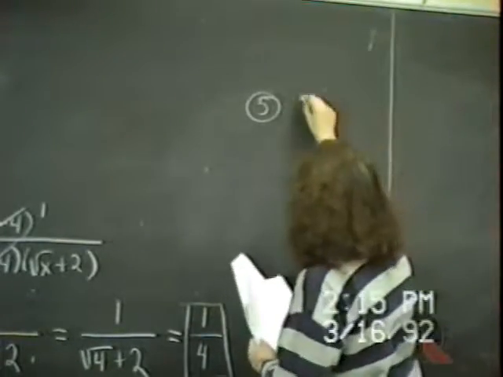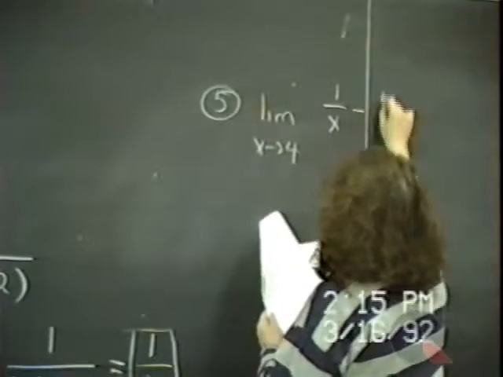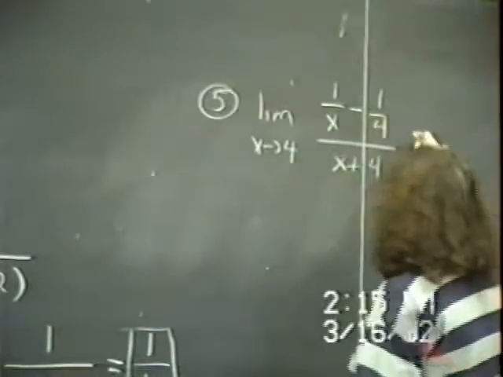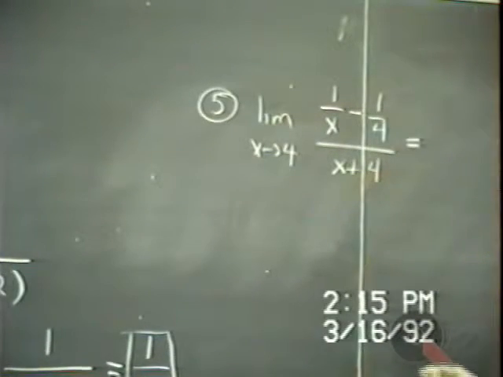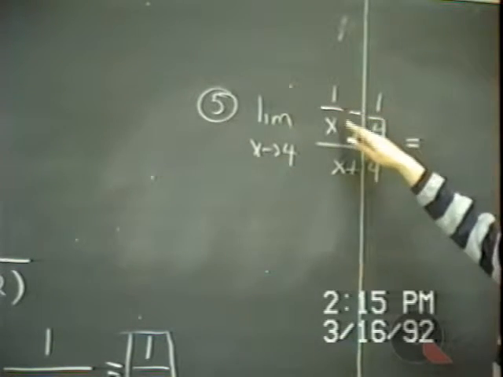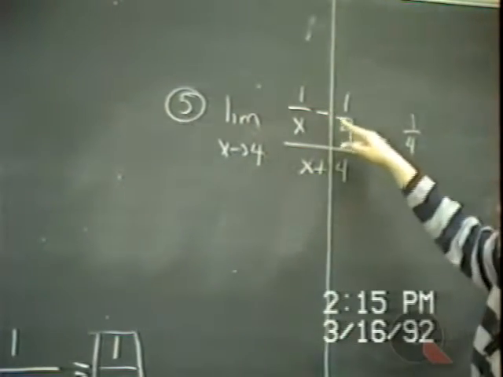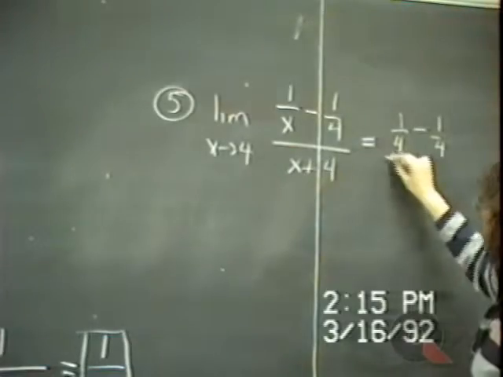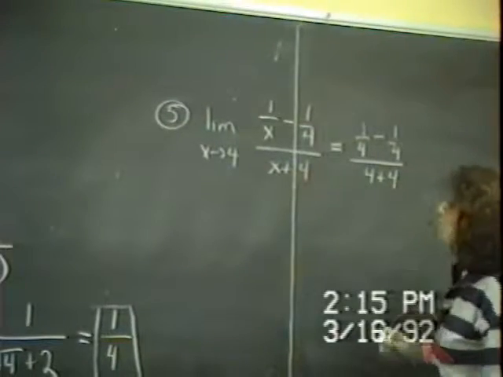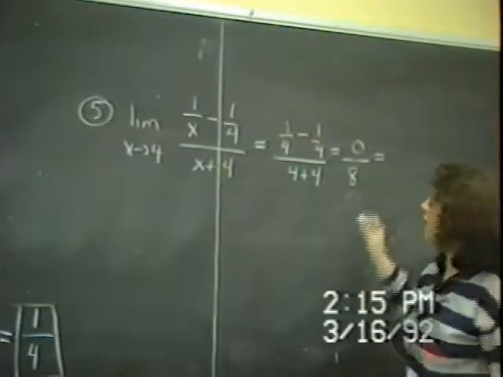For our next example, let's try the following. The limit as x approaches 4 of 1 over x minus 1 over 4, divided by x plus 4. Here we would like to say the limit of a quotient is the limit of the numerator divided by the limit of the denominator. So the limit of the numerator, the limit of 1 over x as x approaches 4, that's 1 over 4, minus the limit of 1/4, which is 1/4, over the limit of this polynomial, which is simply 4 plus 4 as x approaches 4, and we get 0 divided by 8 for a final answer of 0.